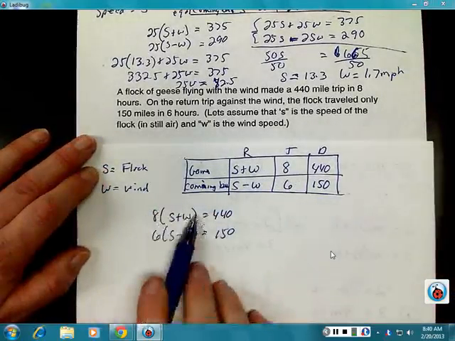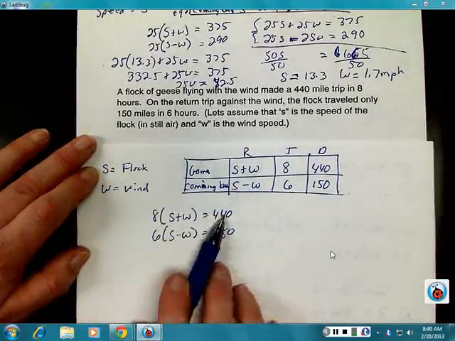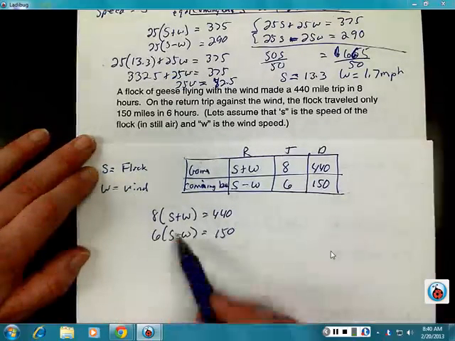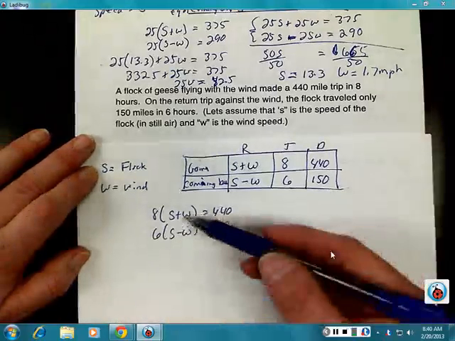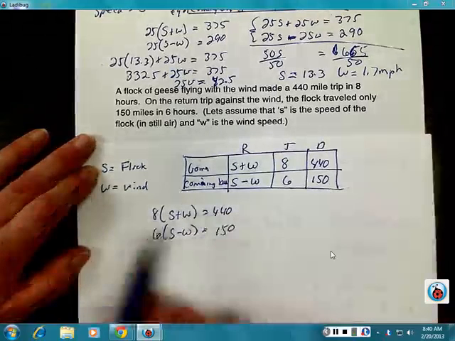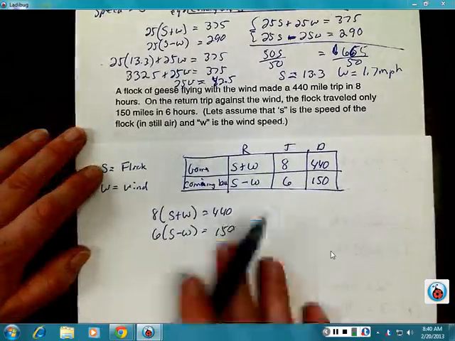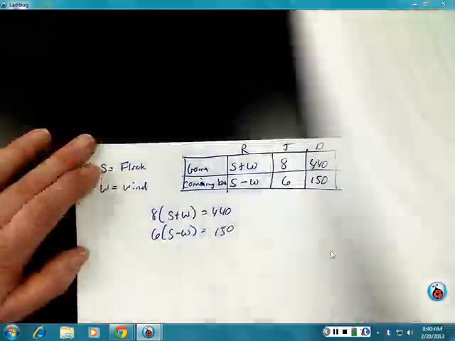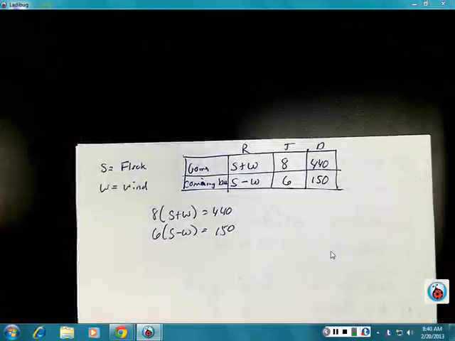So yeah, you could end up finishing that one, and if you work the whole thing out, you'd get 8S plus 8W equals 440, and then 6S minus 6W. You get a little more work in here to do because your W's don't match, so you have to do some multiplication to get that number to go away. But that's that type. Okay? Yes or no? Okay. Good deal.